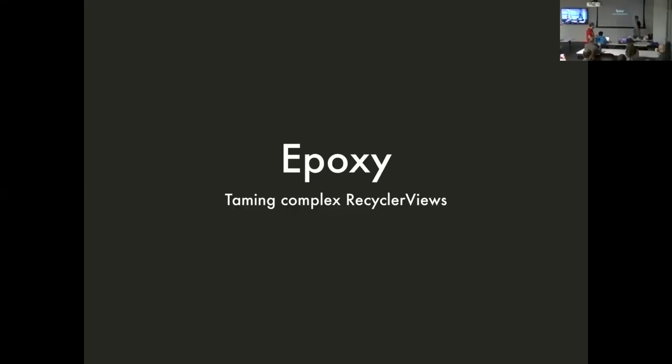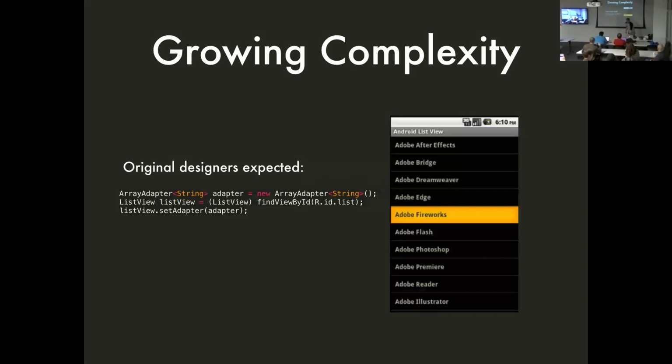So I'm going to talk about Epoxy. It's a library from Airbnb, and it helps us basically with these really complex recycler views that we have now. But before I get into what that actually does, I'm going to talk about why we need it.